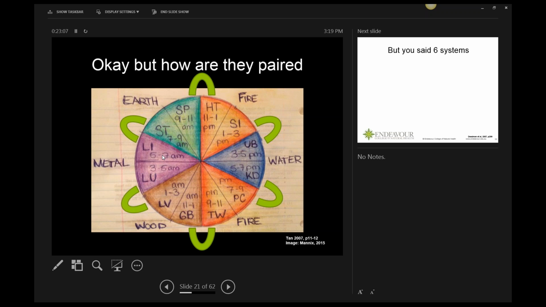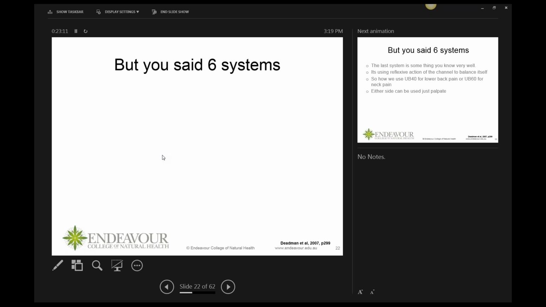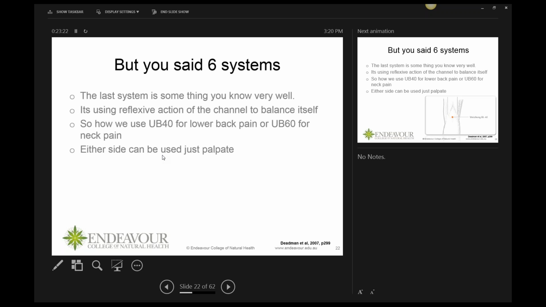But that's basically the systems that we're talking about. So I did say 6. The last system is something that we use very often. It's using the same channel to balance the same channel. So it's using that whole reflexive action of the channel to balance itself. How we often use bladder 40 to treat lower back pain, or bladder 60 for the neck pain.